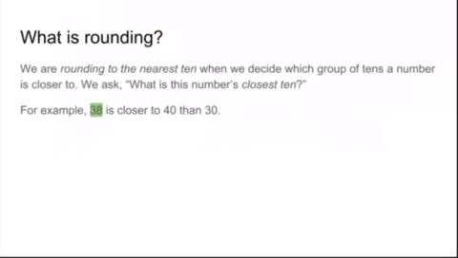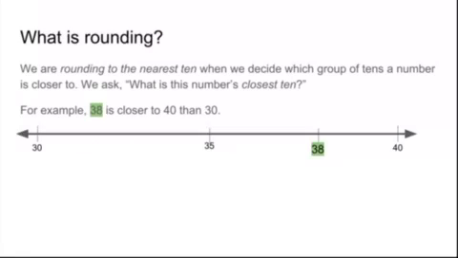All right, for example, 38 is closer to 40 than it is to 30. And that's something that all of you guys understand and can tell me, right? And we can look at that on a number line. Now, this number line shows 30 and it shows 40, our two multiples of 10 that we're looking at. Our previous 10, 30, and our next 10, 40.